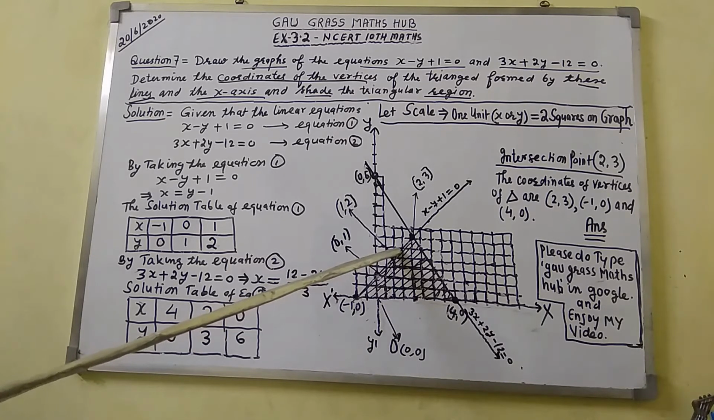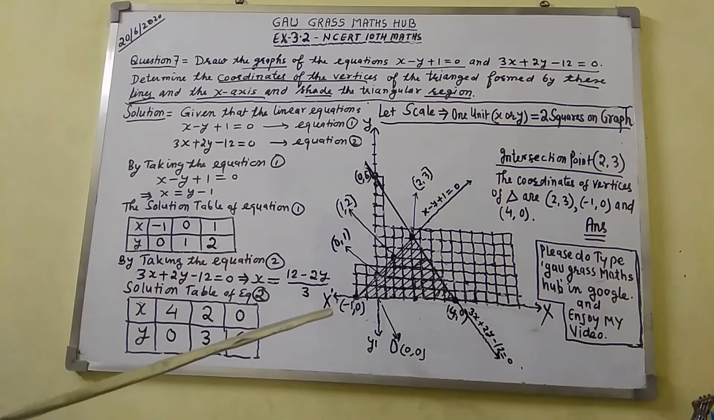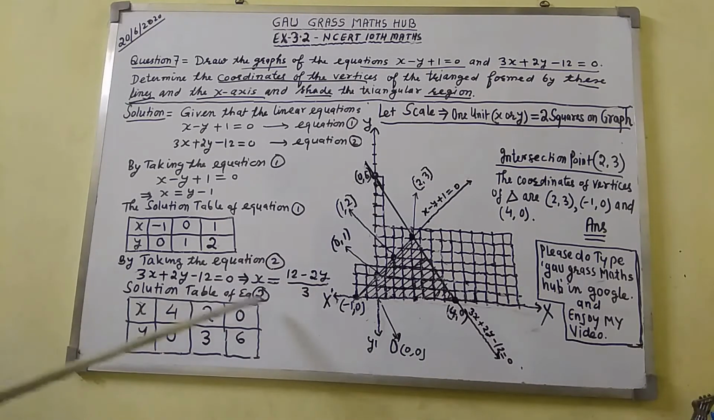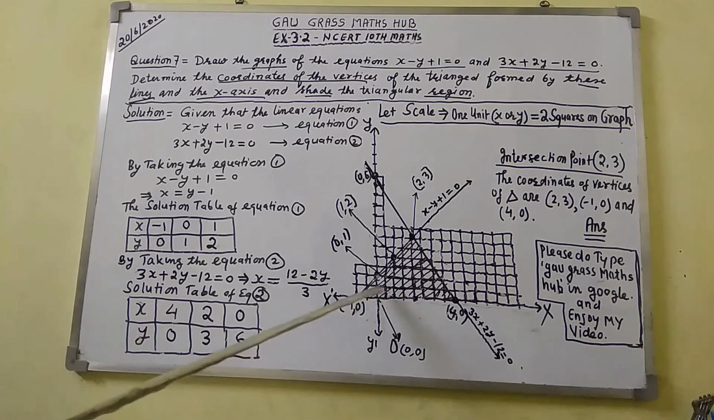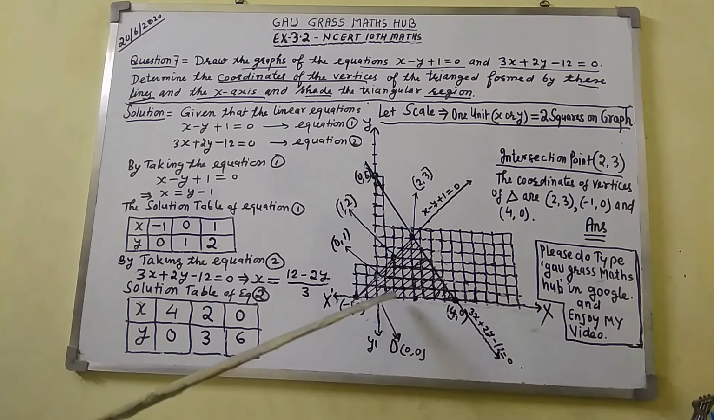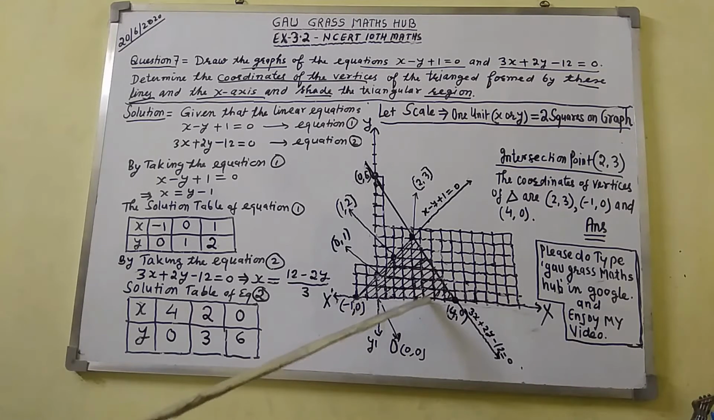That straight line will be extended further. After that, come to the solution table of equation number 2. Here you can see x equal to 4 is there. This means x equal to 4 units, so you will take 8 squares on the x-axis: 1, 2, 3, 4, 5, 6, 7, 8. I have counted 8 squares on the x-axis for x equal to 4 units.